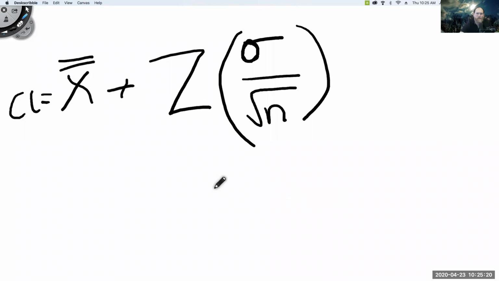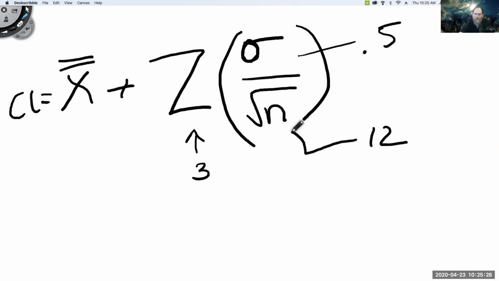Our Z still would have been 3, our standard deviation would have been that 0.5, this would have been the square root of 12, and this would have been whatever X double bar was. But we could do all that to determine upper, actually it's plus and minus, so we could determine upper and lower control limits using that. That wouldn't have been incorrect because we know the process standard deviation.